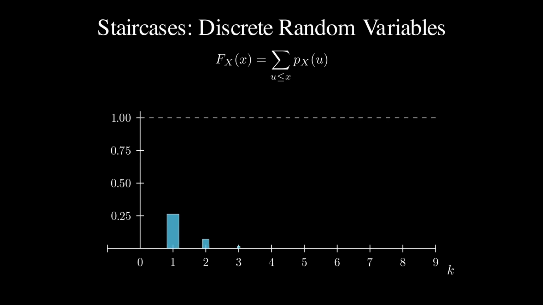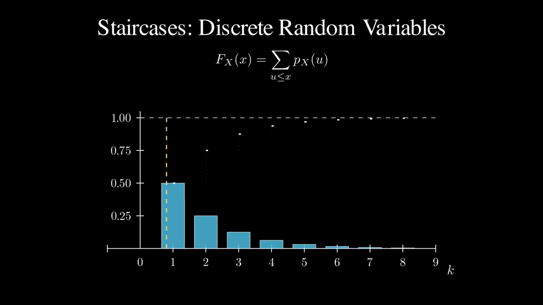Now let a discrete random variable meet its CDF. If X takes listed values, its CDF at x just sums the PMF over every value at or below x. Watch the accumulation happen for an old friend, the geometric, with parameter p equal to 1/2. Sweep from left to right across its bars.